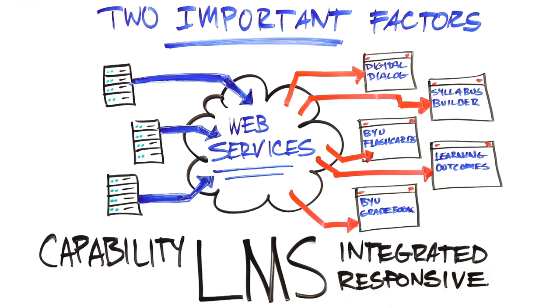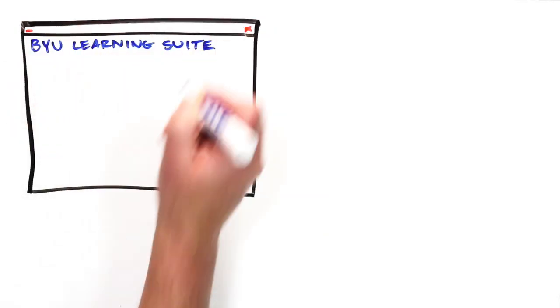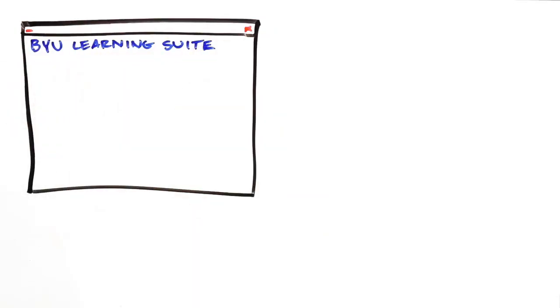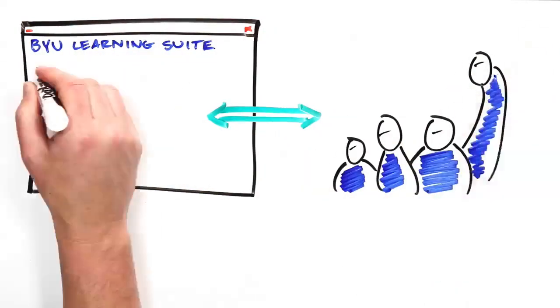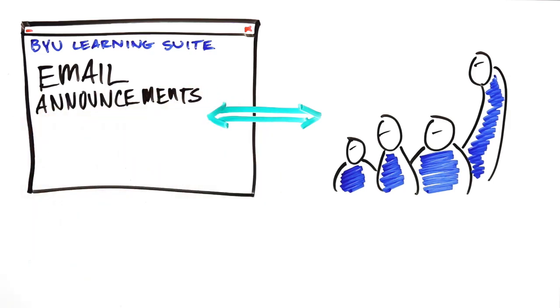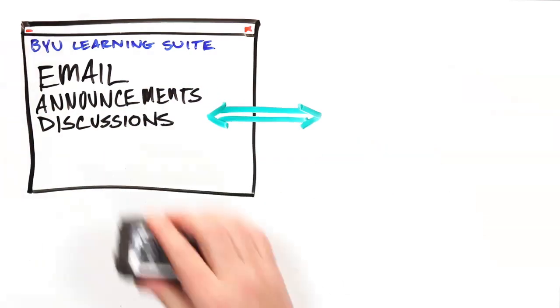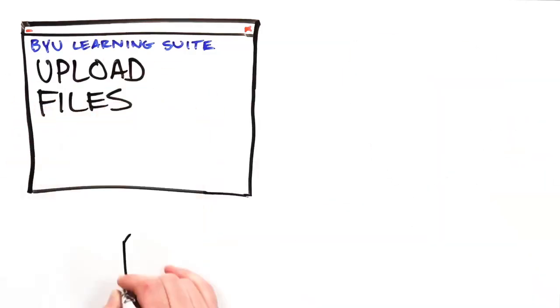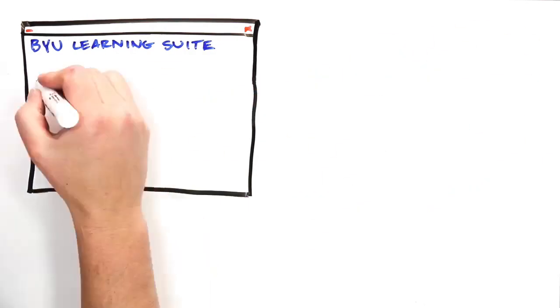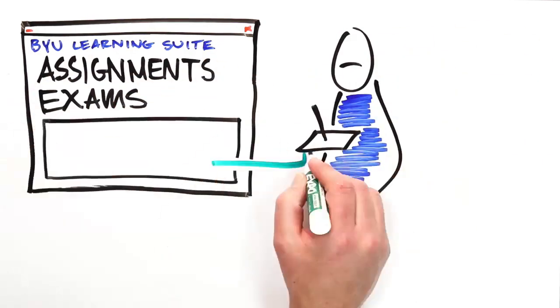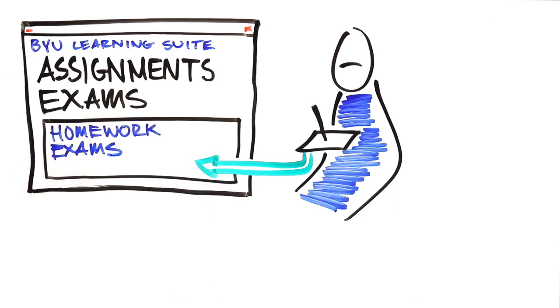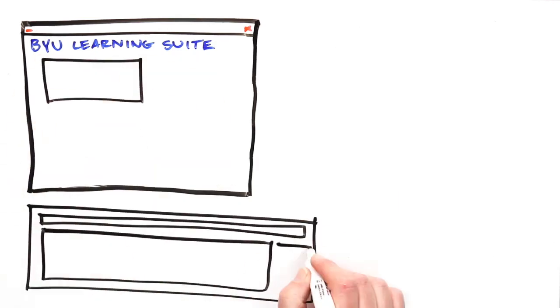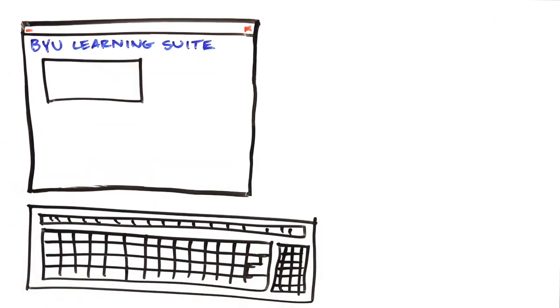As you begin to use Learning Suite, you will find that it lets you do things you did before: communicate with students through email, post announcements, or carry on discussions, create web pages with text, images, and other media, upload files for students to access, create assignments and exams, and have students turn in homework and take exams online. But you will also find that some of these functions are streamlined, thanks to integration with other university systems.